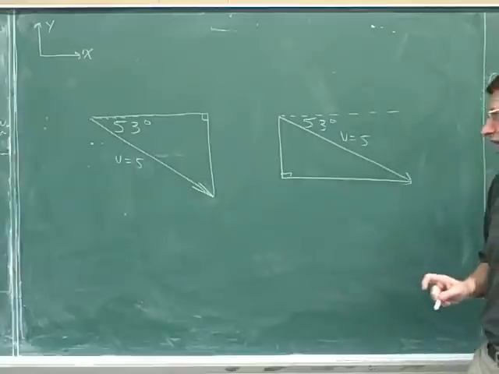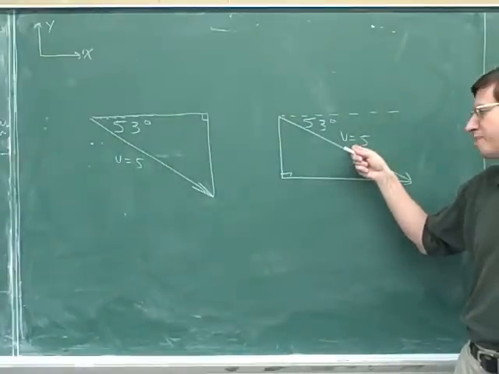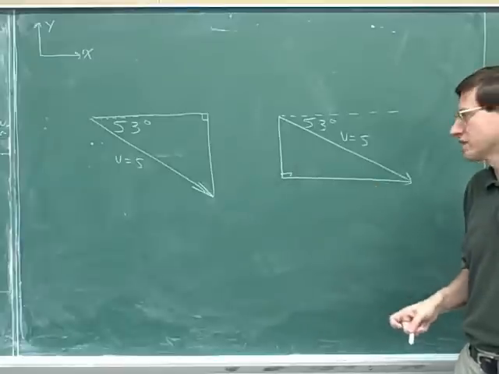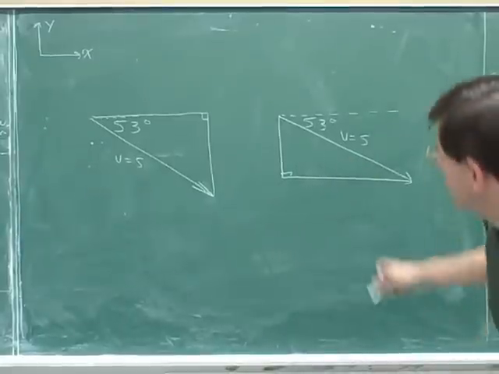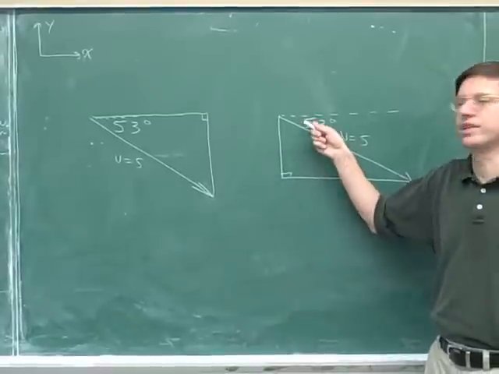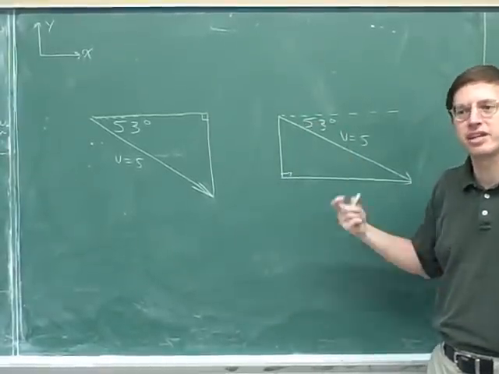This is also a right triangle that uses the overall vector as the hypotenuse, and the legs are parallel to the axes. But this is not really a very good right triangle to draw. Why is this not a good triangle? Because it doesn't include the angle that we were given. So that's something else that I didn't mention.